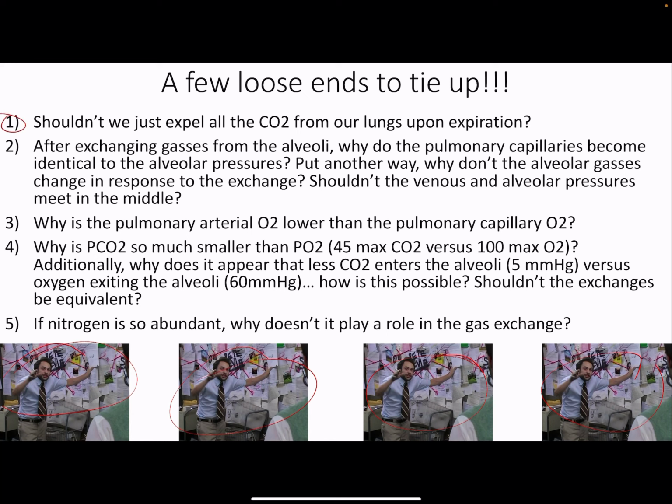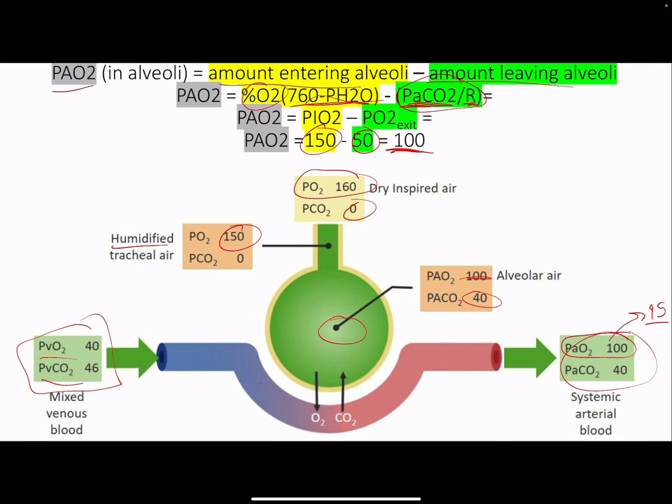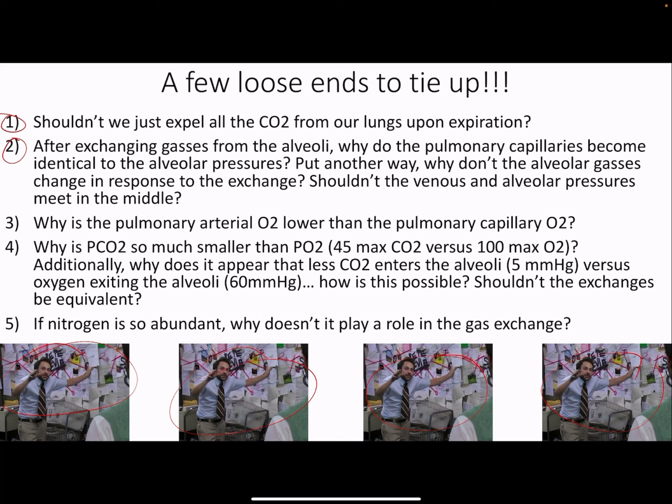Number two is, if this is 40 and 46, well, why does it perfectly match? And this is 140. Why is this now 140? How do the pulmonary capillaries, or really the pulmonary veins, now become identical to the alveolar pressure? And why didn't the alveolar pressure change at all, right? Shouldn't this value change that value? That just seems super weird to me.